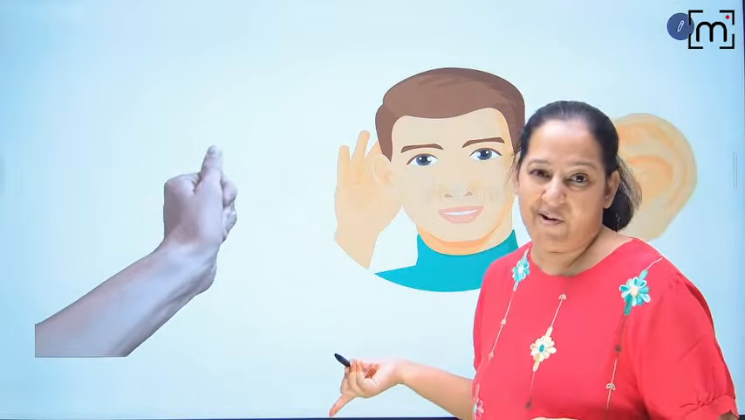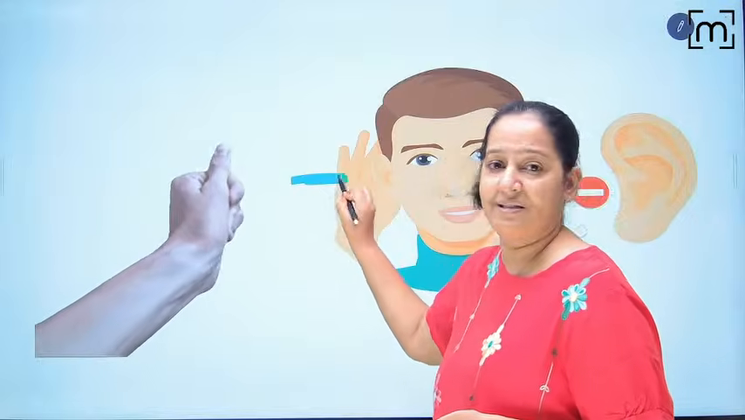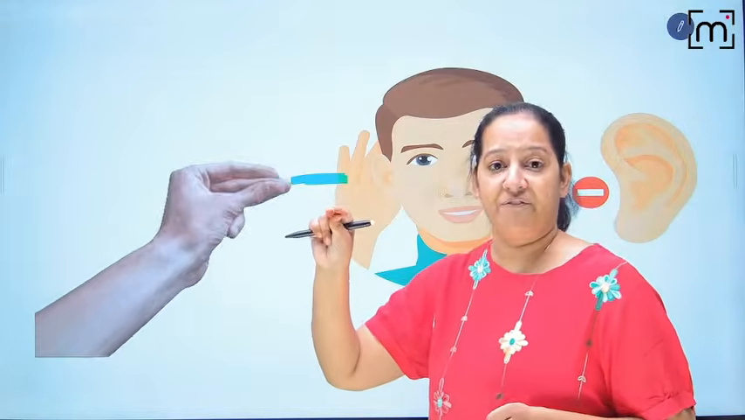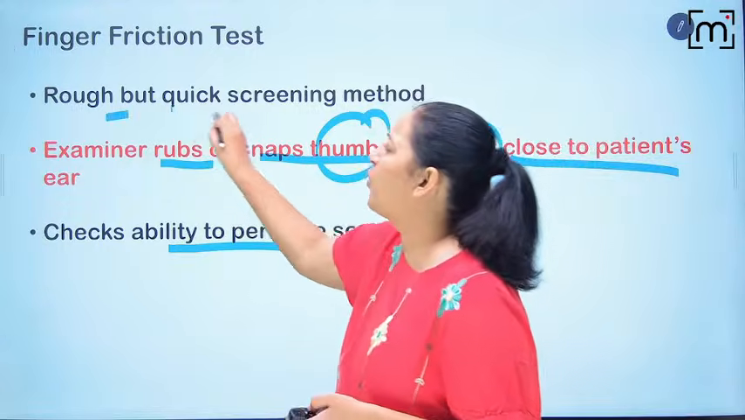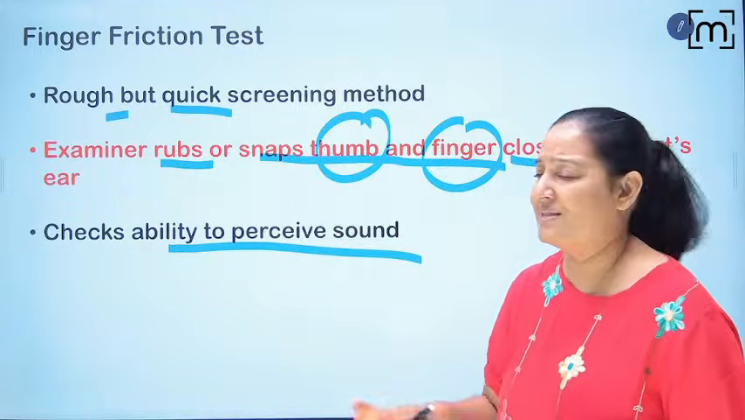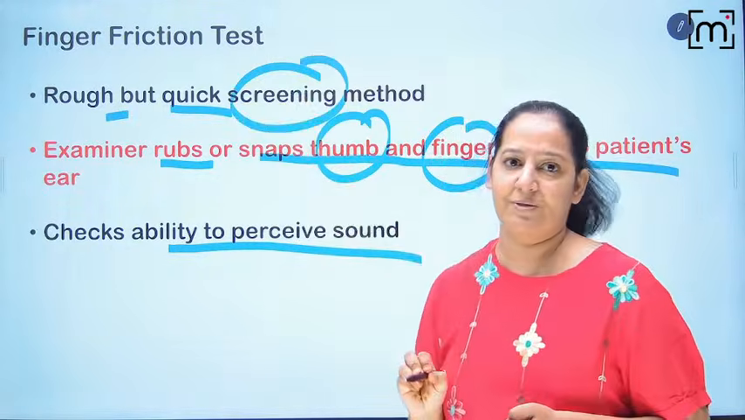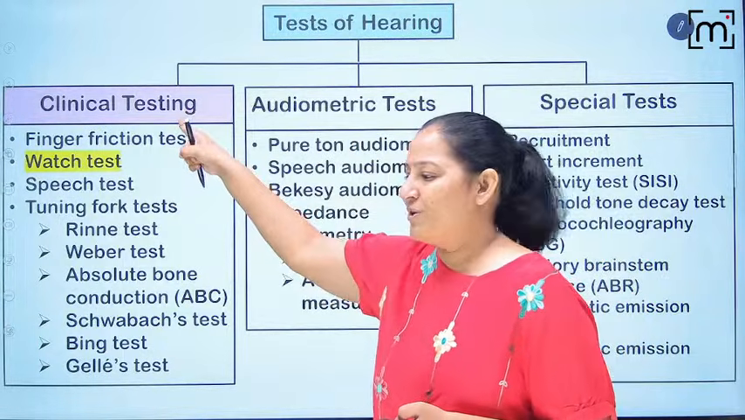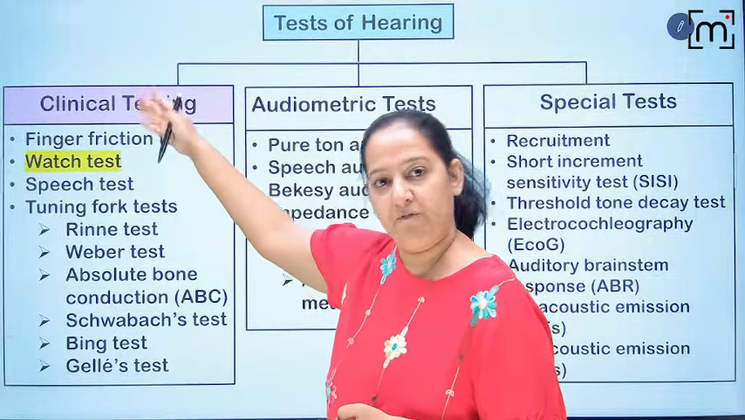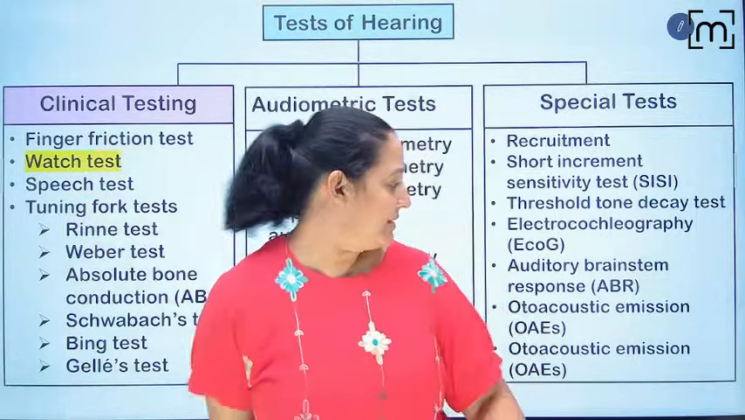But there is no standardization. What should this distance be? And the friction can be different for different examiners. There is no standardization. This is rough, but a quick screening test. You can say it is not a definitive test, but it is a screening test. The finger friction test. I hope we are done with the first one. Nobody is going to ask you this one, but you should know. For the sake of completion, I will start with this and end with this.